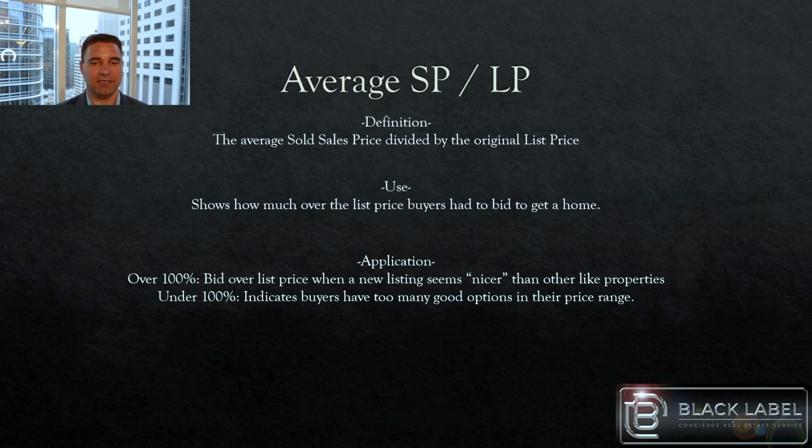So as I said, 100% is if you look at a listing and it seems nicer than the sold listings, then you can probably guarantee that if you're going to get that property, you're going to want to bid more than 100%. If you look at this property versus the other properties that have sold at a similar listing price, they might want to bid under that 100%, or it also means that people have a lot of options in that price range, or things are just sitting on the market for a long time.